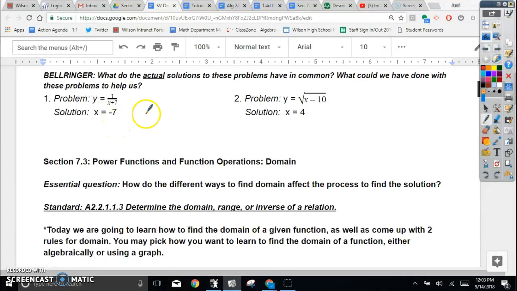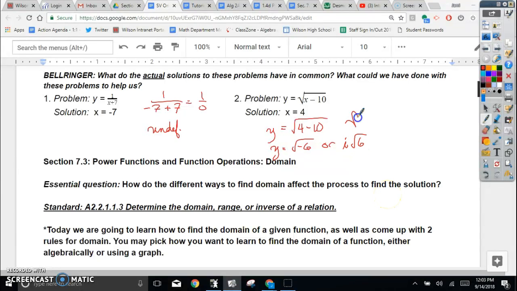The problem with this is, if you put -7 into that denominator, you will get 1 over 0, which is undefined. Whereas in 2, we put 4 in here. You get 4 minus 10, and we're going to do the square root of that. We get the square root of -6, or i root 6, which is an imaginary number, which is not real.